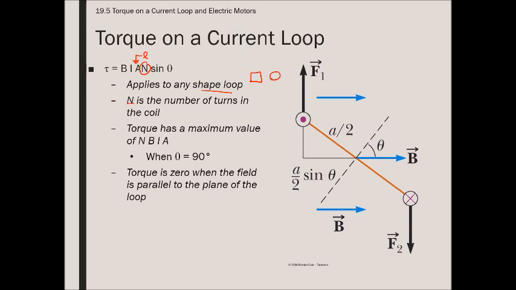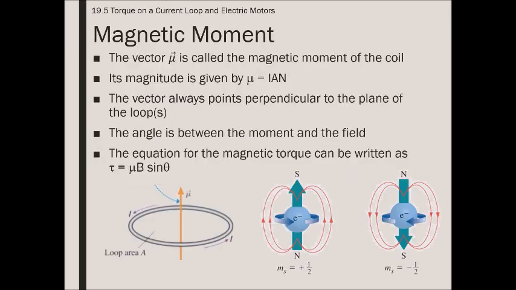The torque has a maximum value when theta is equal to 90 degrees, when basically this has turned such that the magnetic field is going directly through the area, not when it's horizontal. The torque is 0 when the field is parallel to the plane of the loop. So when our plane is just straight across, the torque is 0, because basically the forces balance out exactly. Well, we'll look at that in more detail.